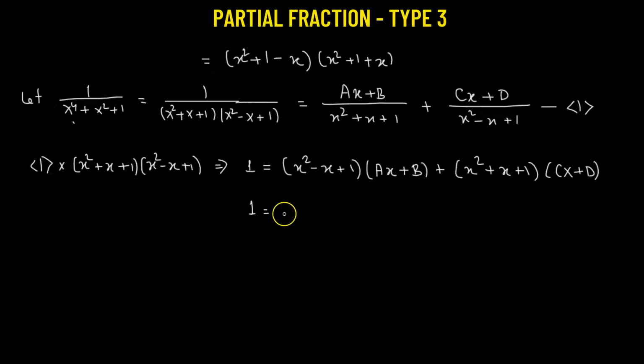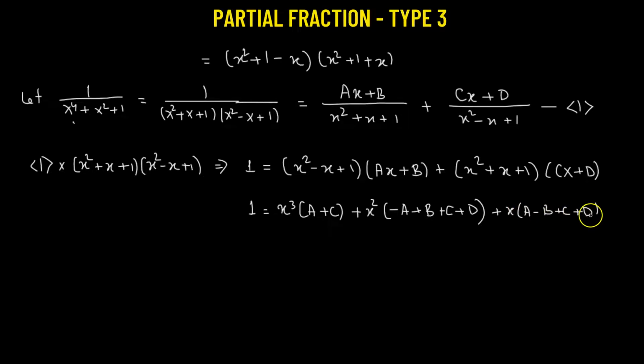So that's going to give us x cubed multiplied to a plus c. So a plus c is going to be the coefficient of x cubed, followed by x squared multiplied to negative a plus b plus c plus d, plus x times the coefficient of x, which will be a minus b plus c plus d. And then we have the constant term, which will be b plus d. Now, the first term consists of x cubed, the second term consists of x squared, the third term has x, and the fourth term is the constant term.